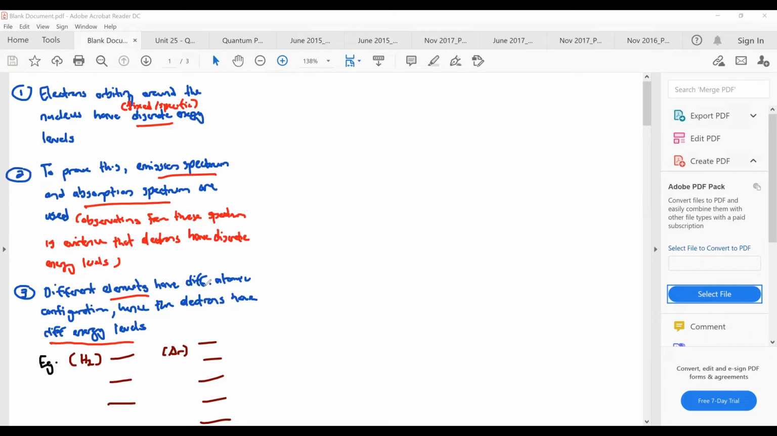Different elements tend to have different atomic configuration. So as a result, the electrons have different energy levels. Okay, they're never the same. They are never the same for different elements. They're never the same with another element. Okay, so just bear this in mind first. This is fact number 1. Now, the other thing I need to tell you here is this.